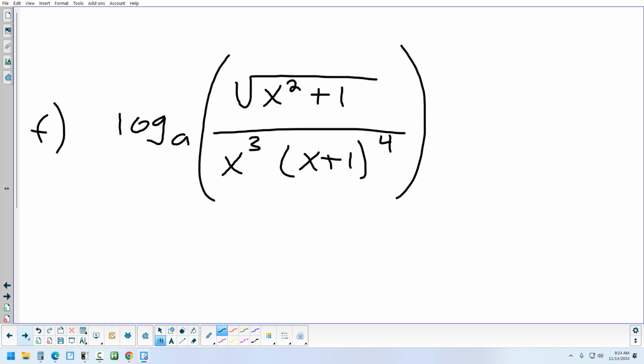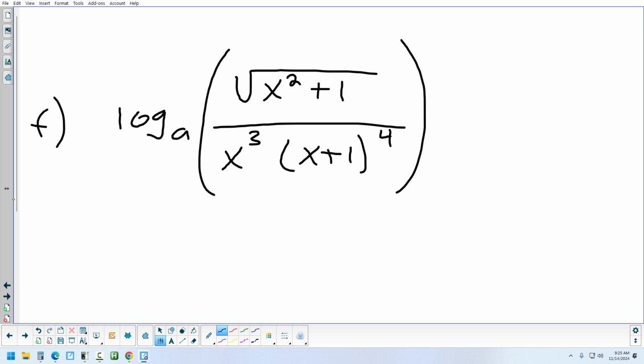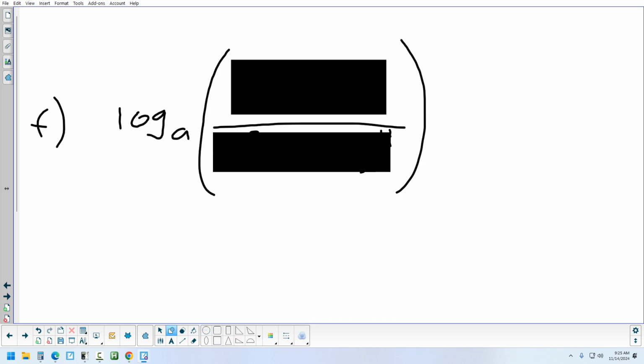Just jump to this one. So this one, it's got a lot of stuff going on. It's got exponents, it's got products, it's got division. It's going to have every rule in it. Okay, so now I'm combining them all together. The first thing you want to do when you look at a problem like this, if it looks like there's a lot going on, then just think of it like that. It's the log of something over something. Deal with that first.